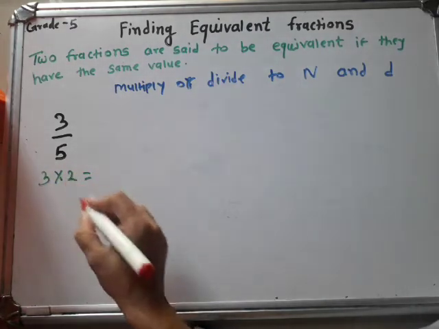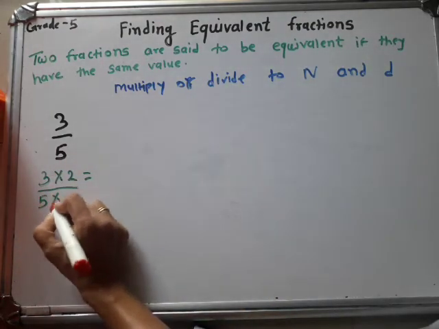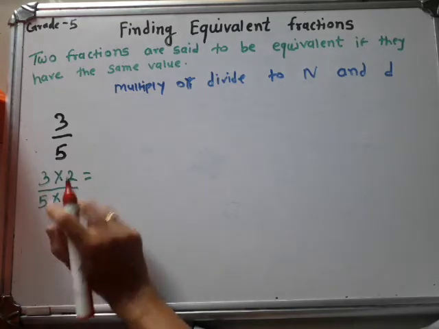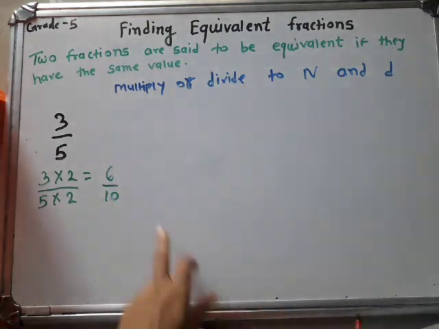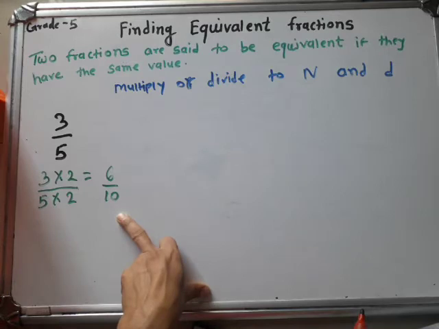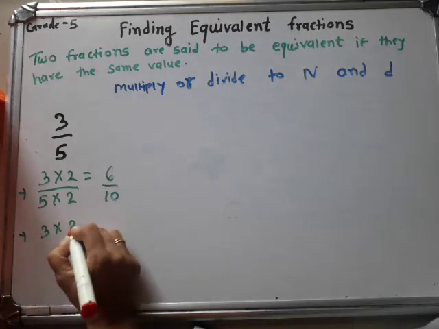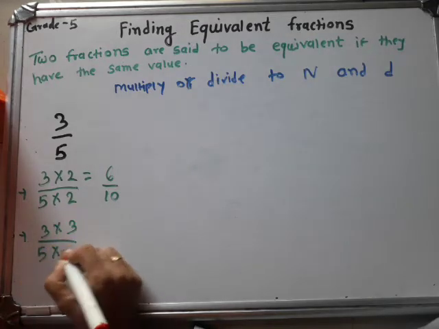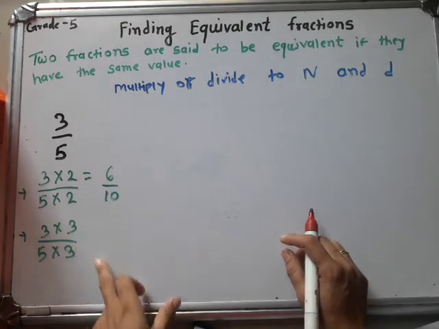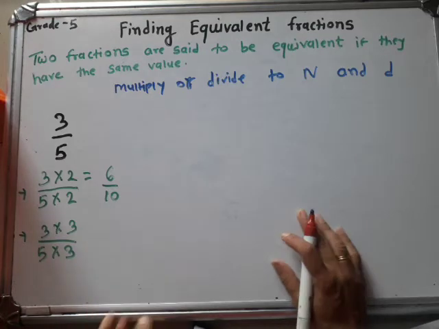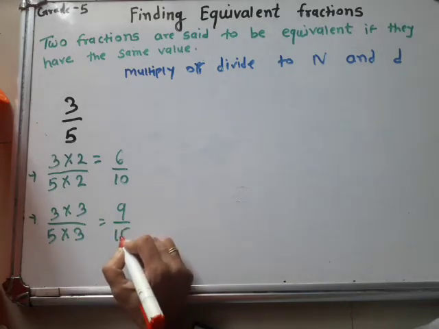3, 5, both numerator and denominator, we multiply. 3 multiplied by 2, 5 multiplied by 2. So what is your answer? 3 2s are 6 and 5 2s are 10. So we get the answer 6/10. Now we take the next multiplier. Now we multiply by 3, both numerator and denominator by the same number. 3 threes are 9, 5 threes are 15.